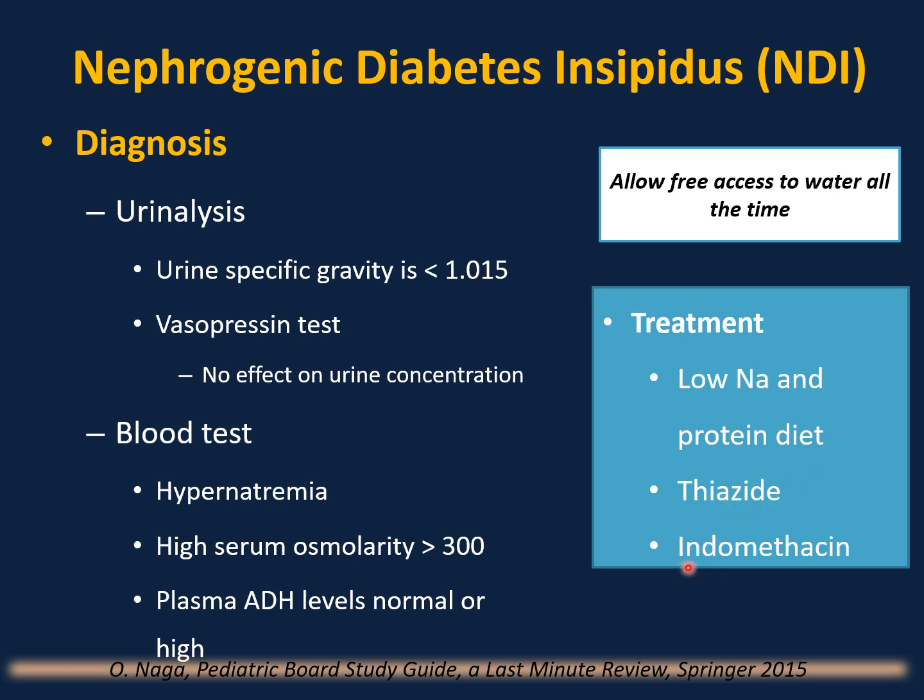Indomethacin will decrease the glomerular filtration rate, and at the same time will decrease the sodium to the distal nephron and decrease the water loss. Very important to remember, allow free access to water all the time.